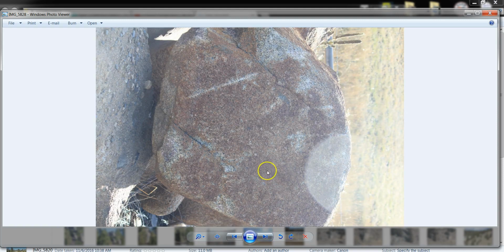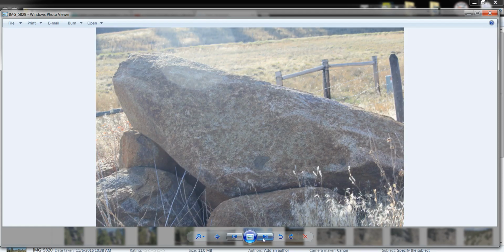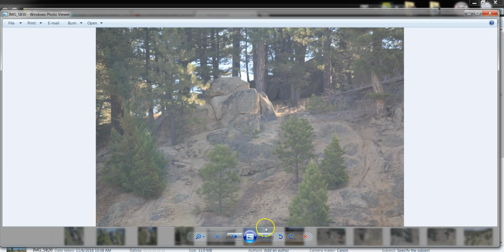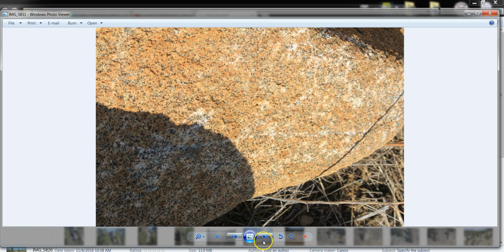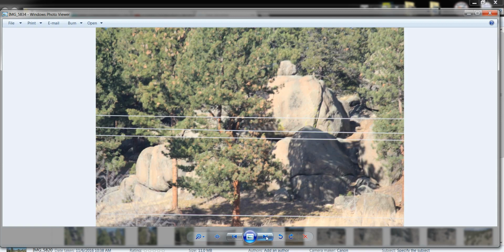Here's some other rocks that looked like they might have had some writing on them or something. I couldn't really tell, but if anyone can recognize this, maybe you can leave a comment or something. Here is another one of those rocks with some writing on it, or what looks like it. Just some more off the road here.